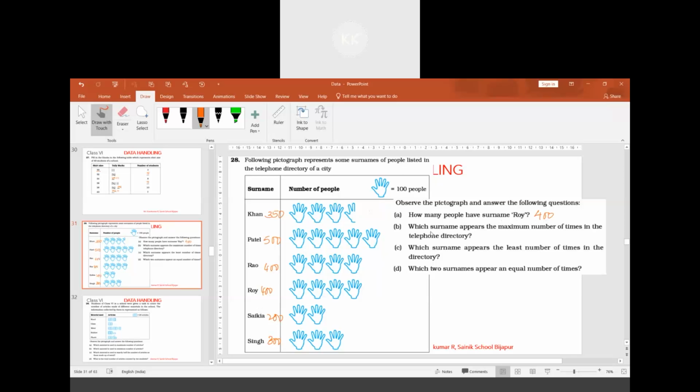How many people have the surname Roy? 400. 200. Which surname appears maximum? Patel, 500. Which surname appears the least number of times in the directory? Which two surnames appear equal? Rao and Roy.